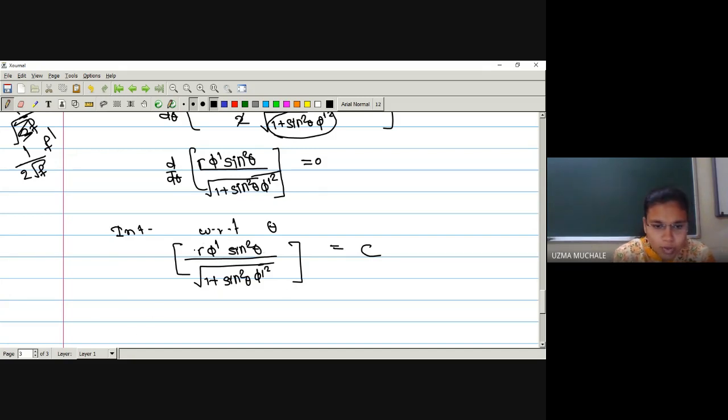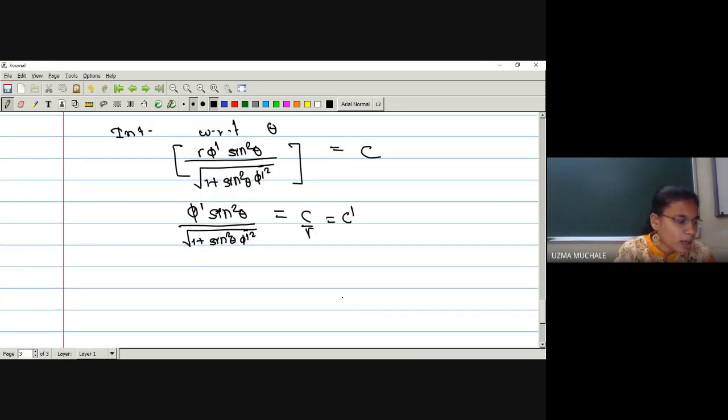Okay, r is also constant. This constant I can take on the other side, and it will be phi dash sine square theta divided by under root of 1 plus sine square theta phi dash square, which equals c upon r. That will be some other constant, say c dash. Okay.